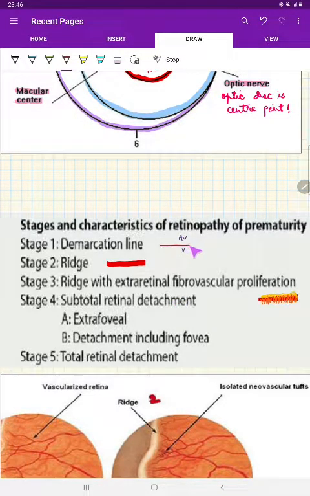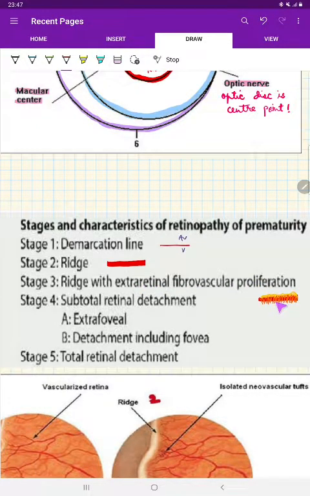If there is only a demarcation line, we see avascular retina and vascular retina. I said the avascular retina, because of the hypoxia, is going to release VEGF. This VEGF is going to cause the vessels in the vascular retina to proliferate. That is what is happening. Initially the demarcation line will form a ridge. Over the ridge, because of the excess VEGF, the vessels will proliferate. This is not a simple vessel proliferation. It is fibrovascular proliferation. Ridge with extraretinal fibrovascular proliferation is also happening.